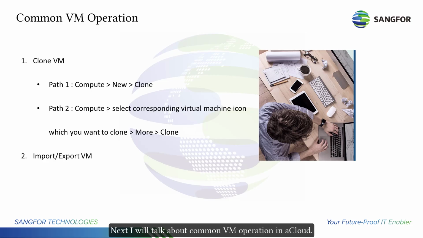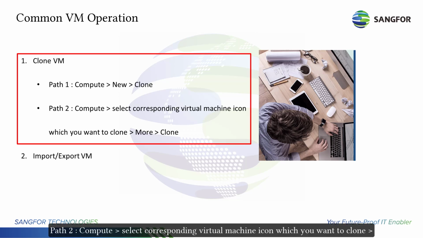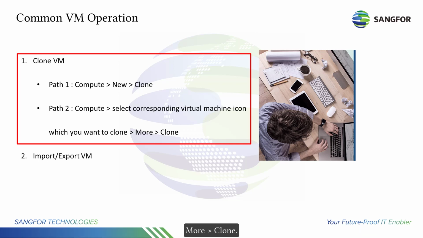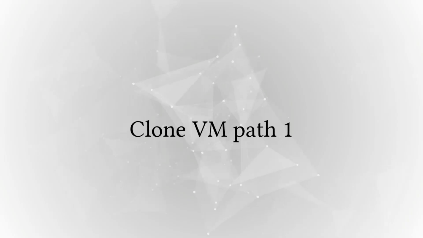Next I will talk about common VM operations in aCloud. First, clone VM. There are 2 paths to clone a VM. Path 1: compute, new, clone. Path 2: compute, select the corresponding virtual machine icon which you want to clone, more, clone. Second, import and export VM.